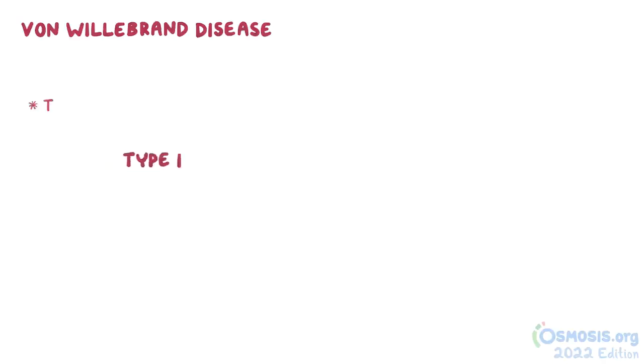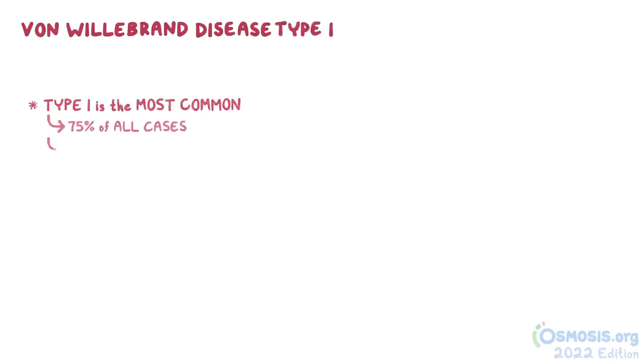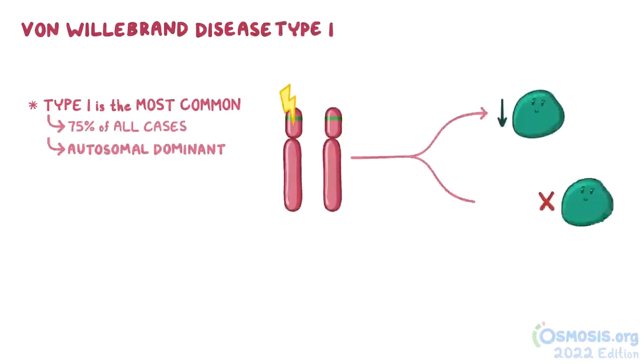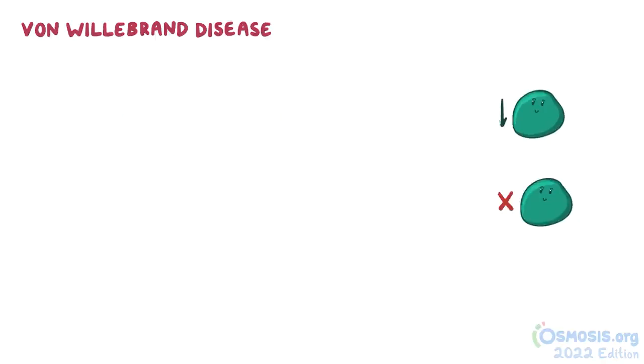Von Willebrand disease type 1 is the most common, making up 75% of all cases. It is autosomal dominant, meaning that a mutation in only one allele results in insufficient or even defective production of von Willebrand factor. In von Willebrand disease type 2, the quantity of von Willebrand factor might be enough, but the problem becomes the quality. Type 2 is divided into 4 subtypes in turn, which are type 2A, type 2B, type 2M, and type 2N.